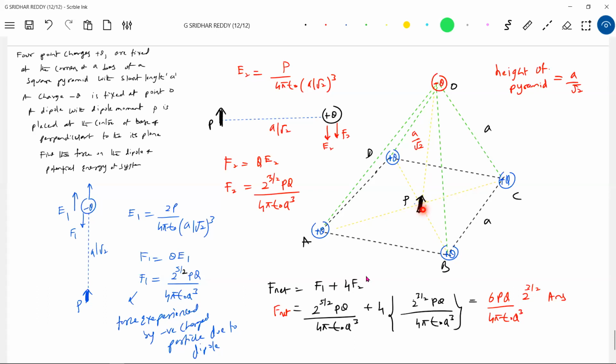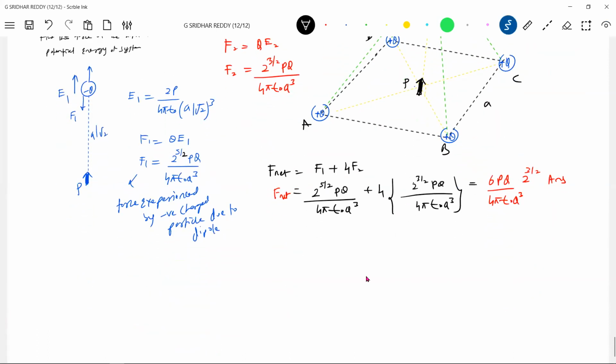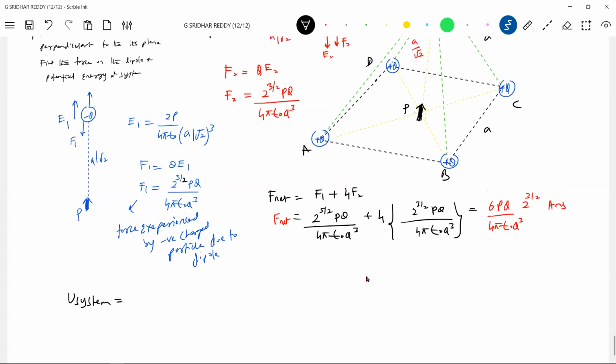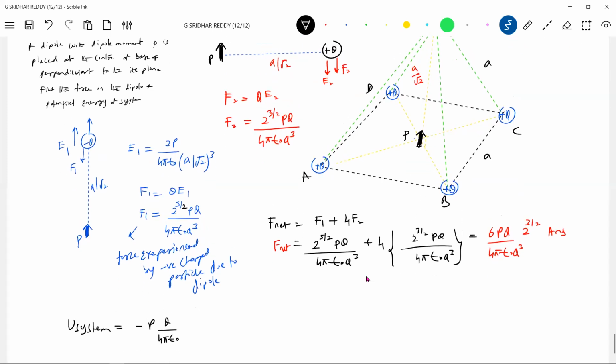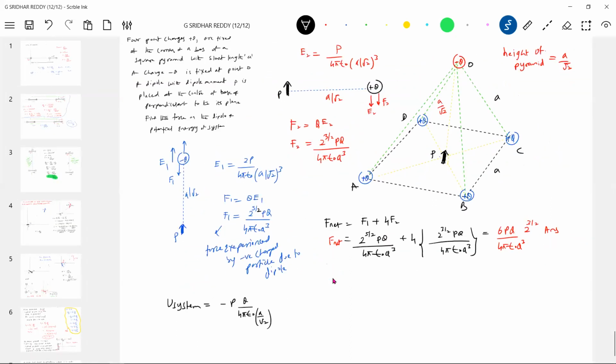Fine. This is the one thing. Next, again, the interaction potential between these charges. The sum of all that has to be written. So I'll conclude everything. The potential of the system should be equal to the negative charge. So this will be minus P Q by 4 pi epsilon naught A by root 2. Please make observation. I'll minimize it.